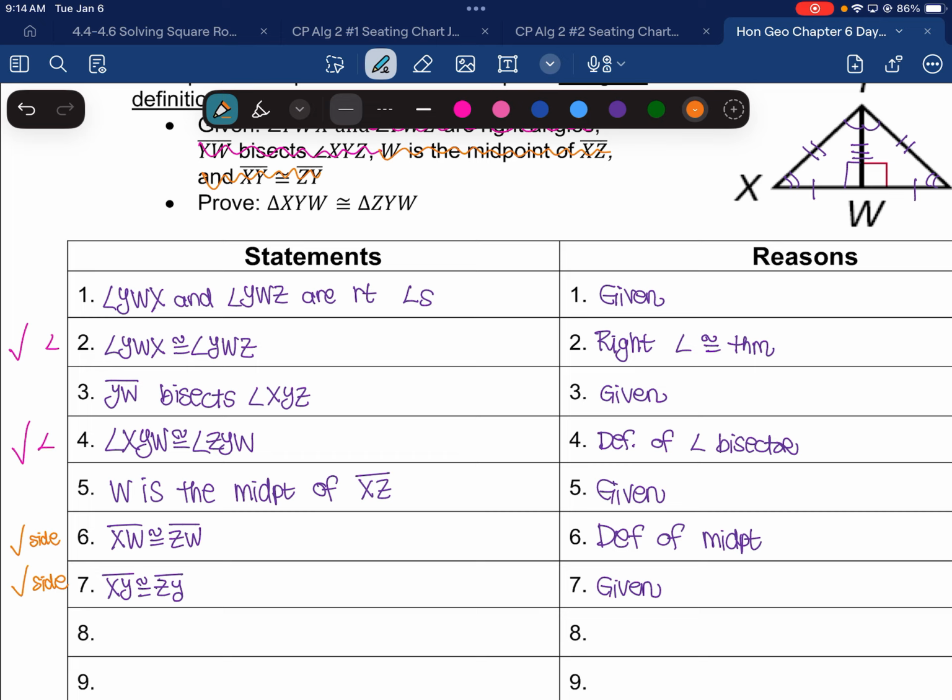So remember, there was a couple things that we were missing that we could assume. Right now, you only have 2 pair of congruent angles and 2 pair of congruent sides. So what do you want to say next? You could do one of 2 things. Sydney? Did you say segment WY is congruent to segment YW?